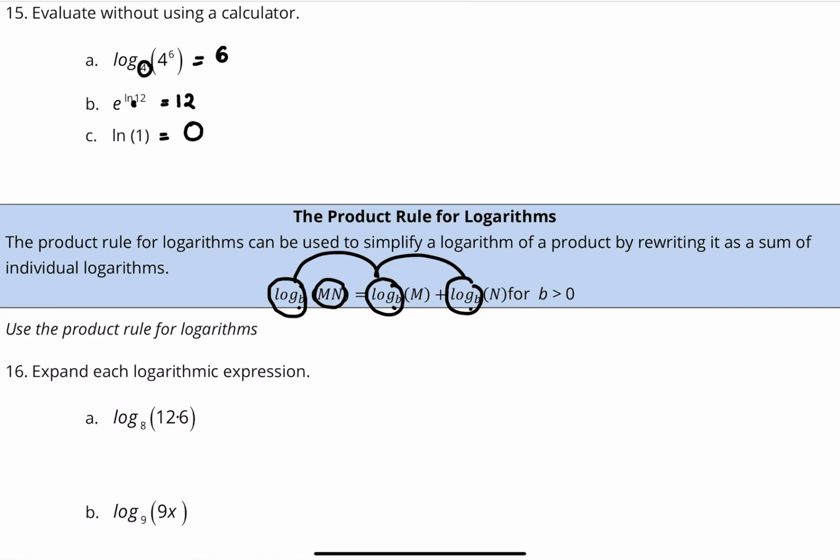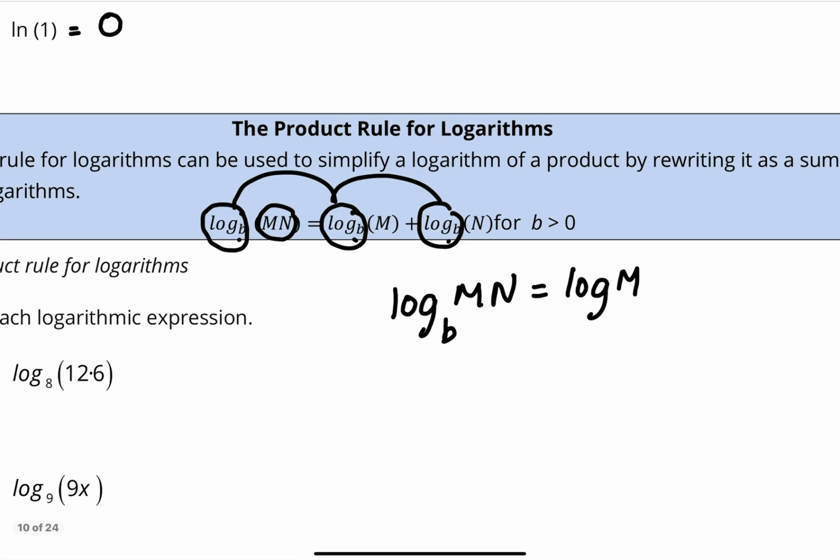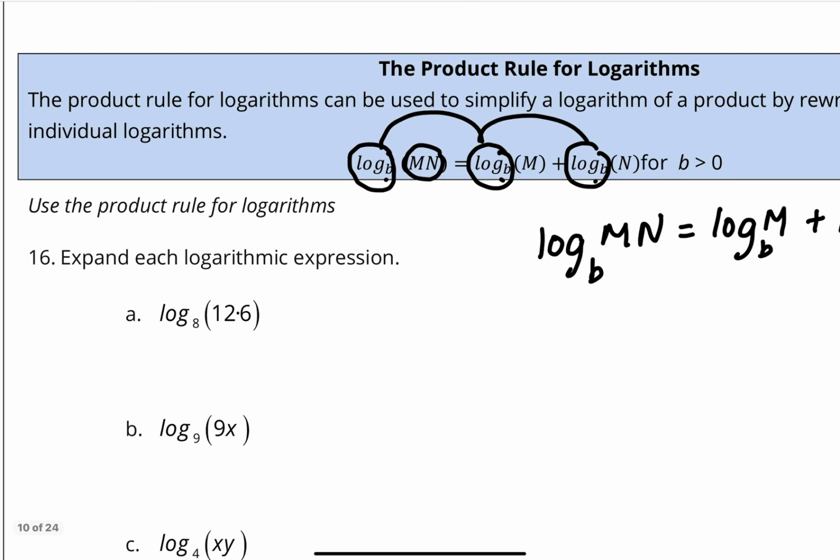So let's go ahead and try this out. But let me show you where most students make a mistake. Log mn base b is log m plus log n, base b. So single log becomes double log, m, n, same base.